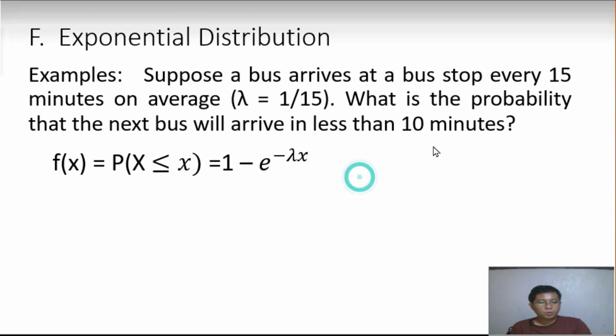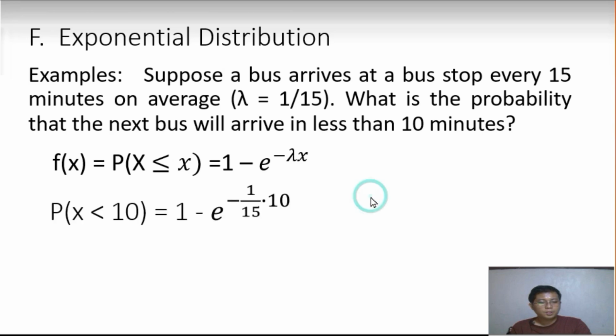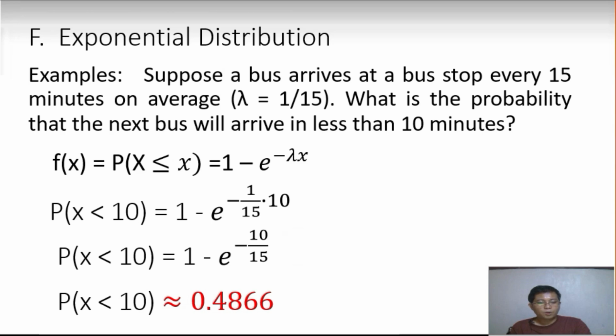So here, we are looking for the probability that the next bus will arrive in less than 10 minutes. So x must be replaced by 10, and then lambda will be replaced by 1 over 15 as stated in the problem. So by substitution, the probability that X is less than 10. Since that's indicated in the problem, we disregard the equal sign. So that's equal to 1 minus e raised to negative 1 over 15 times 10. Simplifying this, the answer is 0.4866. So the probability that the next bus will arrive in less than 10 minutes is 0.4866, or approximately 48.66%.